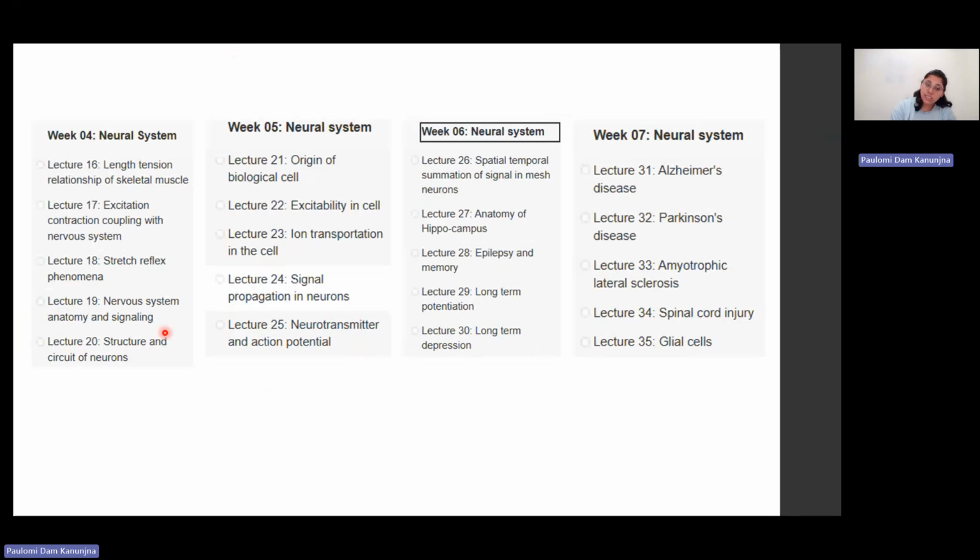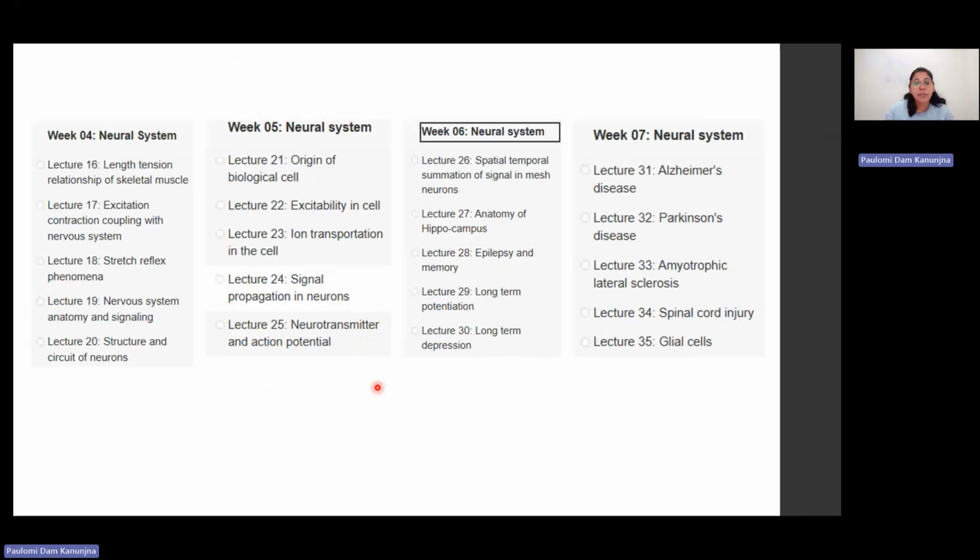We looked into the nervous system and understood how the signaling takes place. We understood what a neuron is, how neurons are structured, how they are connected, and then we looked into the ions. So basically we looked into their excitability. What is this excitation term? How do they propagate the signal? What are the ions that conduct the signal across? And then we understood the importance of neurotransmitters and action potentials.